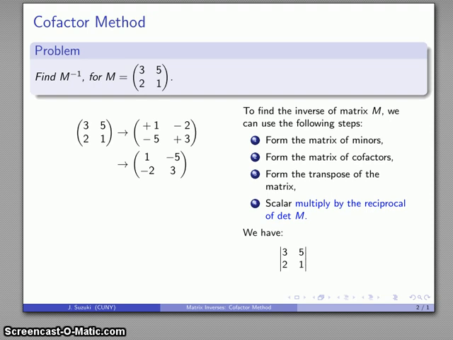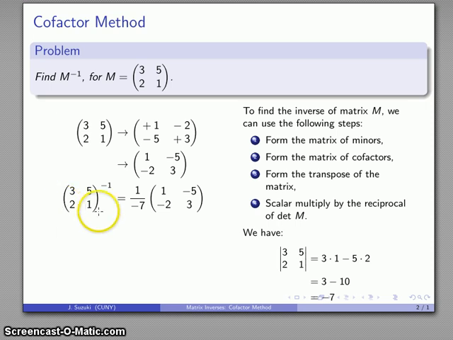So my determinant of the original matrix 3, 5, 2, 1 is going to be the difference of the products of the diagonals, 3 times 1, minus 5 times 2, negative 7. So I'll multiply everything by negative 1 over 7, and that will give me the inverse of this original matrix. There's my minus 1 7th times this transposed matrix of cofactors. And I can move the negative 1 7th factor inside to give us a proper looking matrix as our inverse.